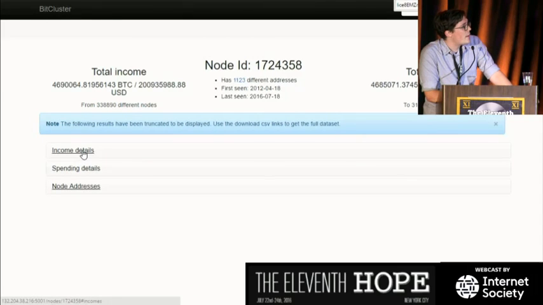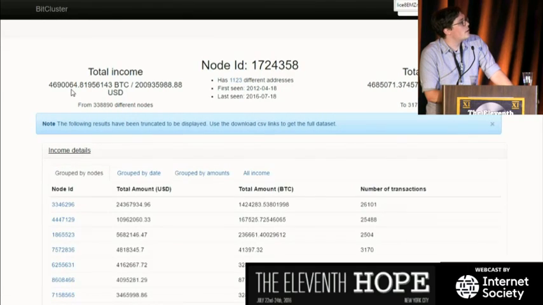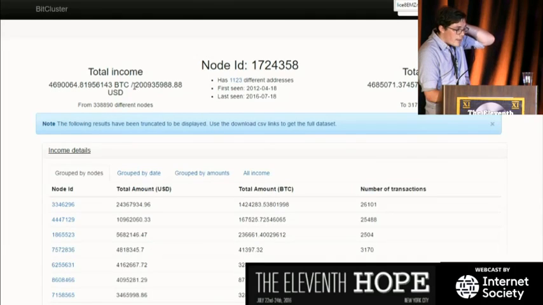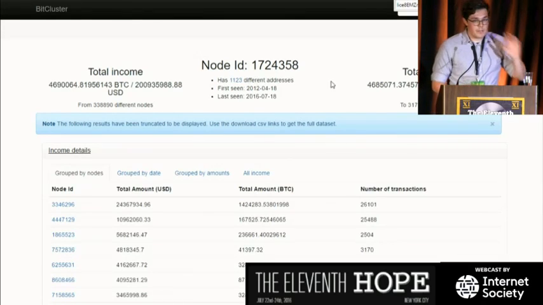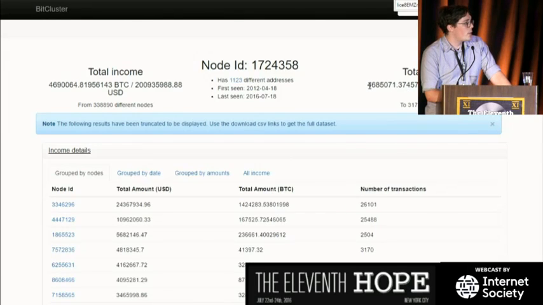For each node, you have the total income and the total outcome in Bitcoin and USD. What we see here is a difference of 5,000 Bitcoins. So there are 2 possibilities: one, Satoshi Dice only made 5,000 Bitcoin out of it, or they already transferred the money into other nodes.